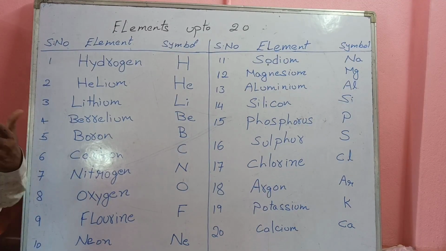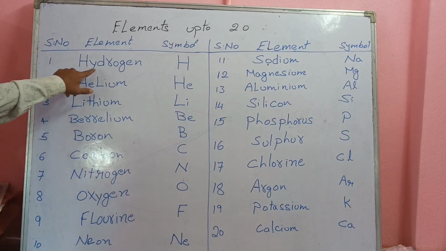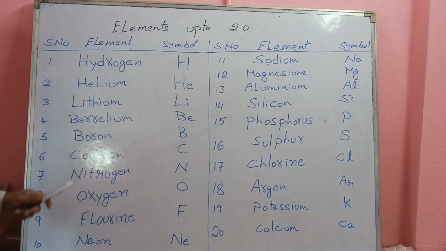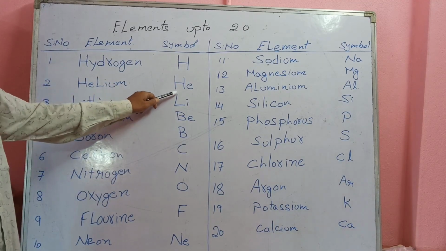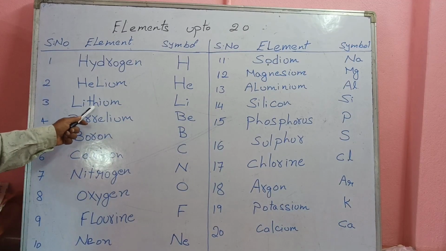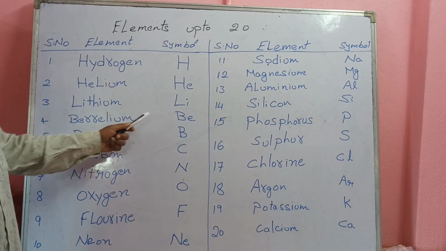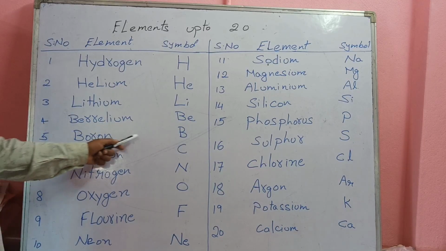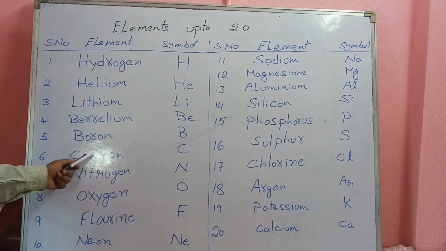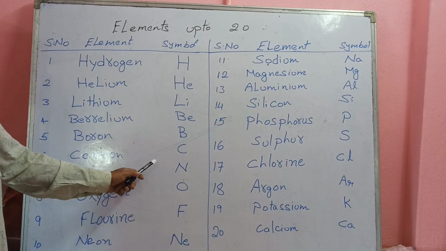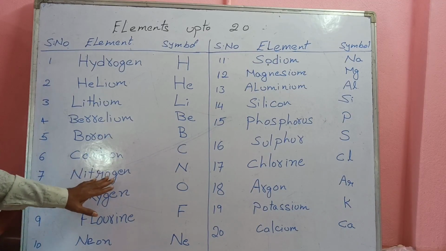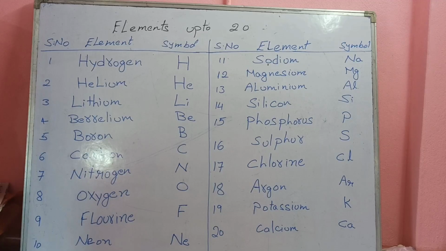Serial number or atomic number. First element is hydrogen. What is its symbol? H. Second element, helium, symbol He. And third, lithium, Li. 4, beryllium, Be. Boron, B. Carbon, C. Nitrogen, N. Oxygen, O. Fluorine, F. Neon, Ne.